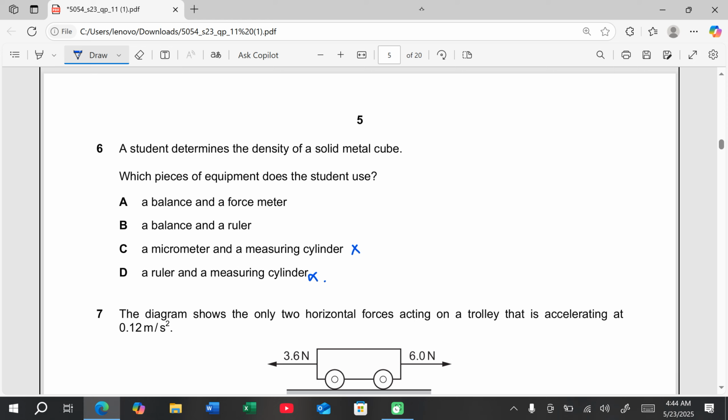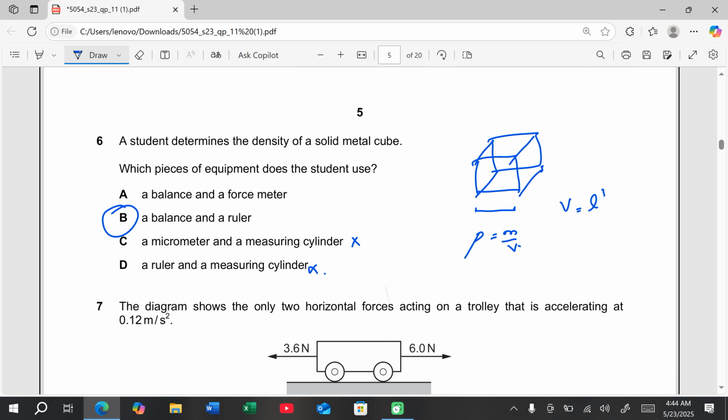So you will need a balance and a ruler, because with the ruler you're going to measure the sides of the cube. Since it's a cube, it has the same length on every side, so you're going to measure only one side, and then you're going to find the volume of the cube, V is equal to L cubed. From the balance you're going to measure the mass, and then you will use the formula density is equal to mass over volume to find the density. So that is going to be your B.